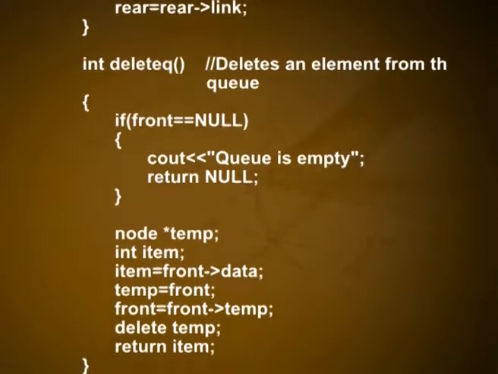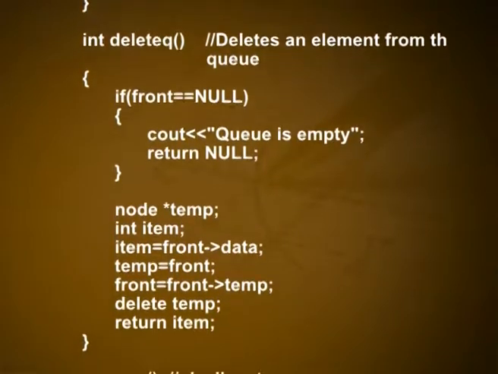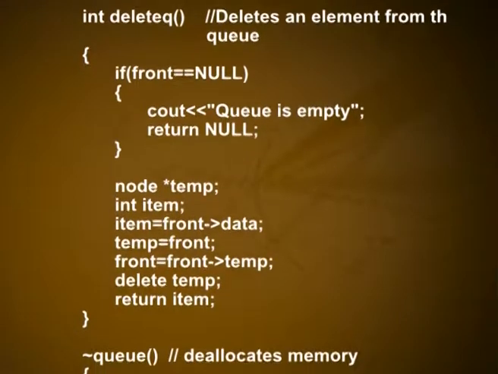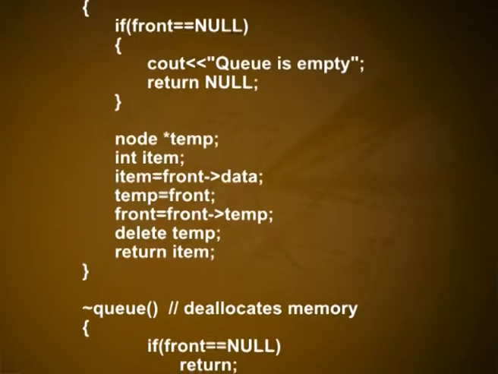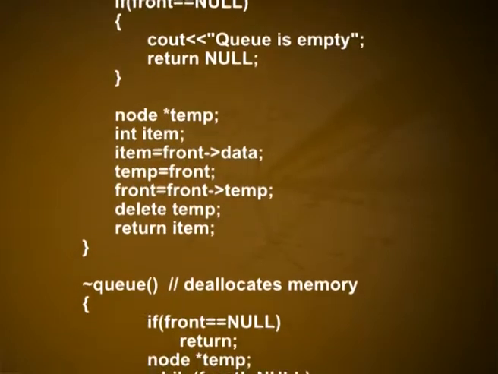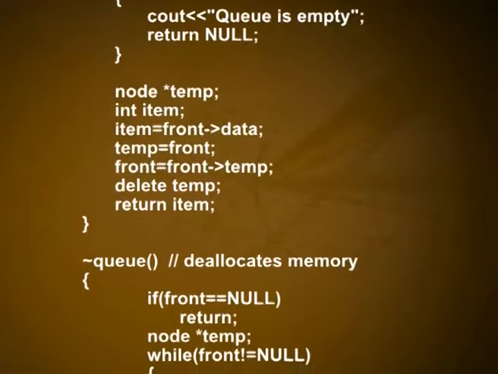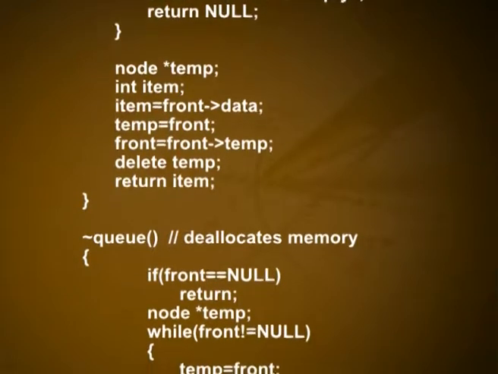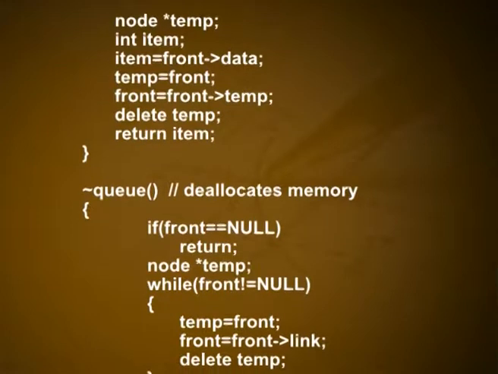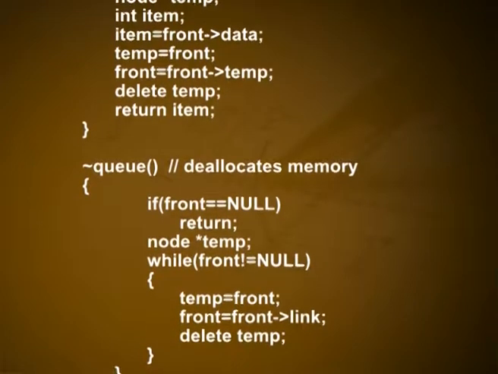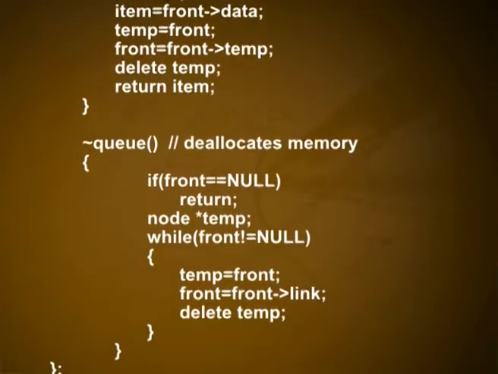Int delete queue deletes an element from the queue. If front equals null, cout queue is empty, return null. Node star temp, int item, item equals front data, temp equals front, front equals front link. Delete temp, return item.